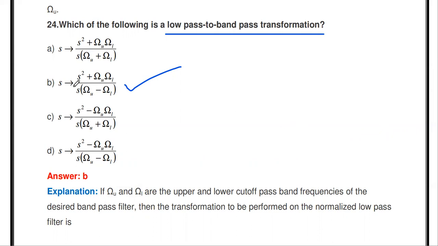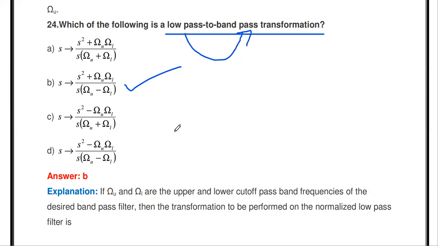S is replaced by S squared plus omega U omega L divided by S into omega U minus omega L. If you replace the variable S by this term, the low pass analog filter is converted into a band pass filter, where omega U is the upper cutoff frequency and omega L is the lower cutoff frequency. That is, S squared plus omega U omega L divided by S into the difference between the two cutoff frequencies. This is the low pass to band pass transformation.